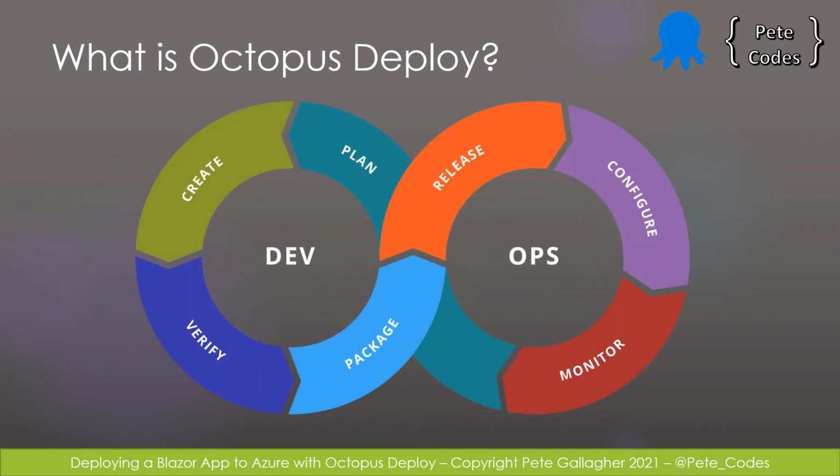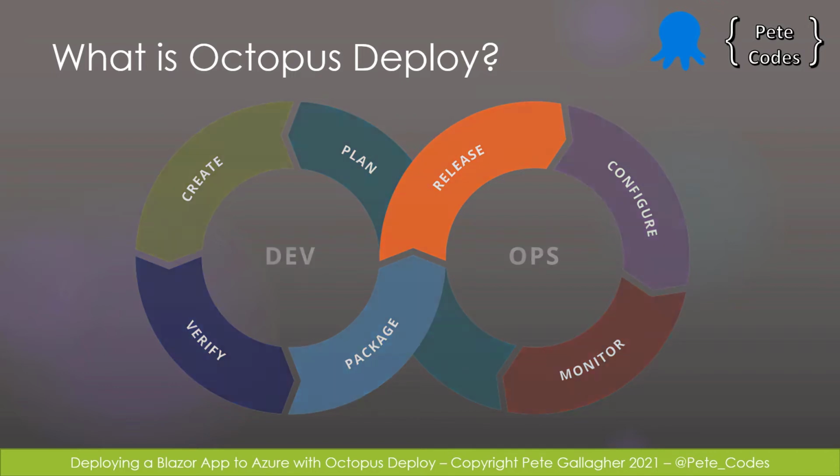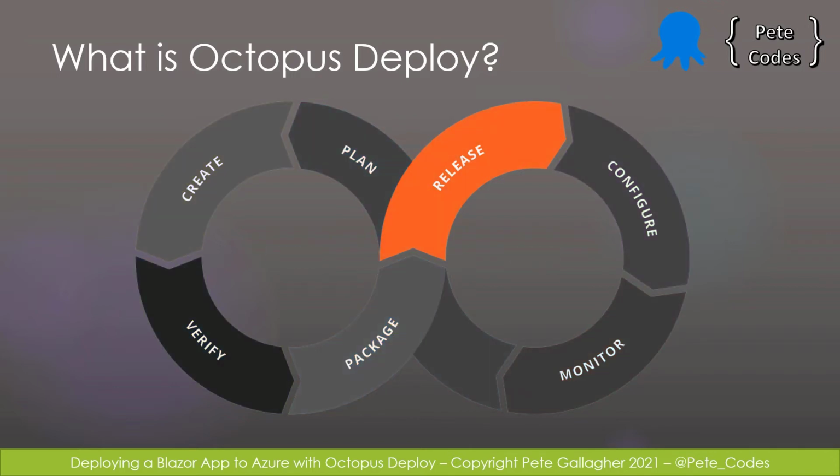If we go back to the diagram we saw earlier, where we have the development lifecycle on the left-hand side and the operations lifecycle on the right, well, Octopus Deploy concentrates mainly in this release space here. And obviously the name is a clue, where the deployment is where Octopus are concentrating their efforts. So unlike other pieces of software that try and cover that entire DevOps pipeline, Octopus are concentrating all of their energy just in that deploy part there.